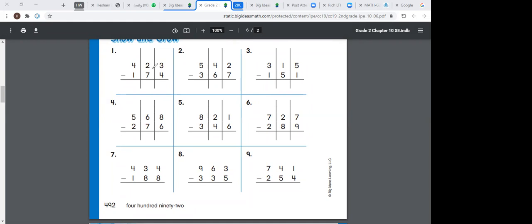Very good. Now 3 will go to 2 and borrow 1. Now 2 becomes what number and 3 becomes what number? 2 will be 1 and 3 will become 13. Excellent. Now 13 minus 4 equals 9.